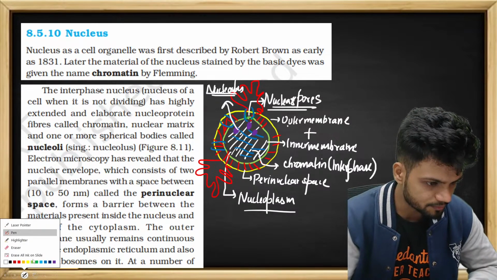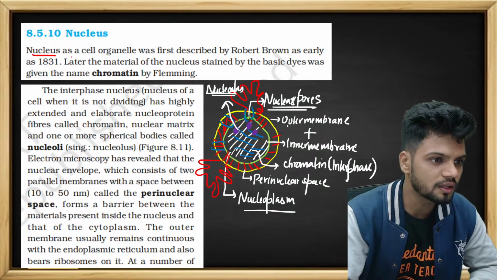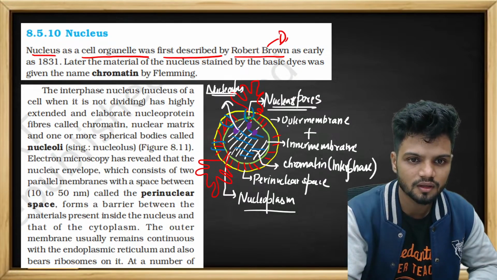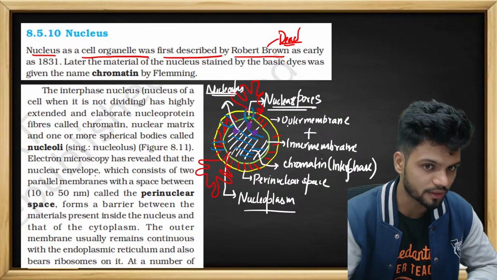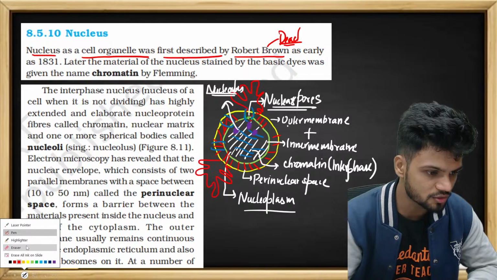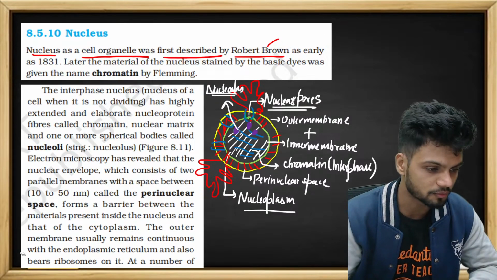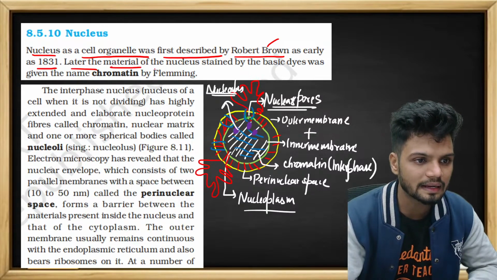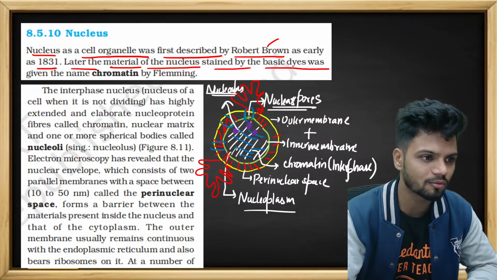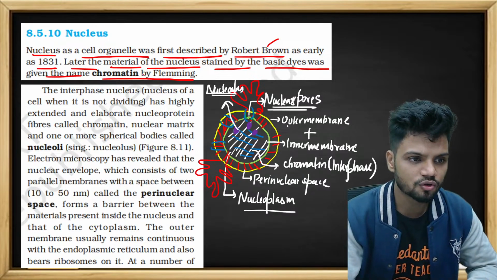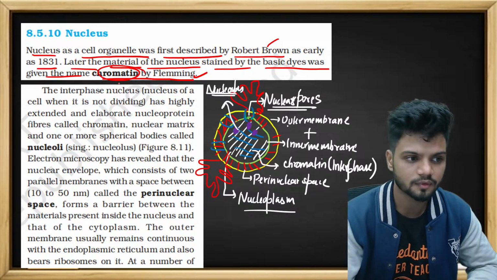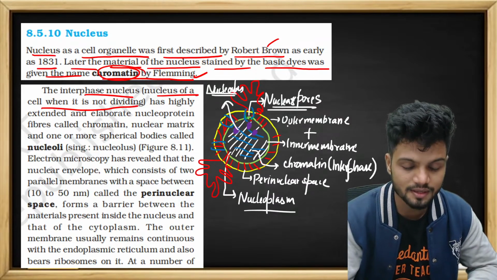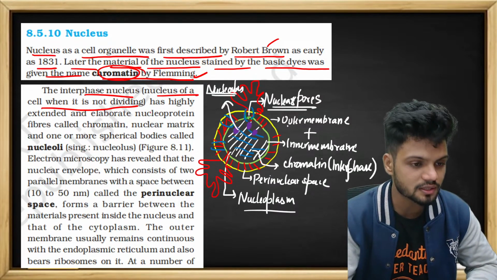Now let's read what is given here. Nucleus as a cell organelle was first described by Robert Brown. Robert Hooke discovered the dead cell, Robert Brown discovered the nucleus. As early as 1831, the material of the nucleus stained by basic dye was given the name chromatin by Fleming. So chromatin was found by Fleming. The interphase nucleus is of cells which are not dividing. Can you see? This is called the interphase nucleus.